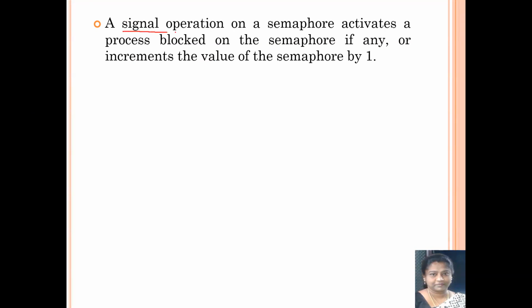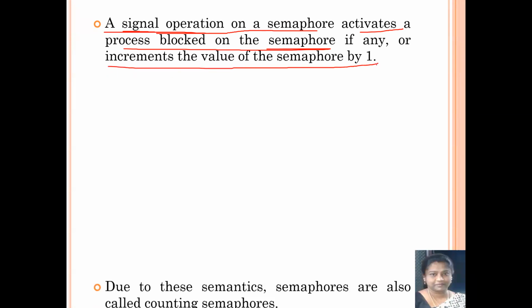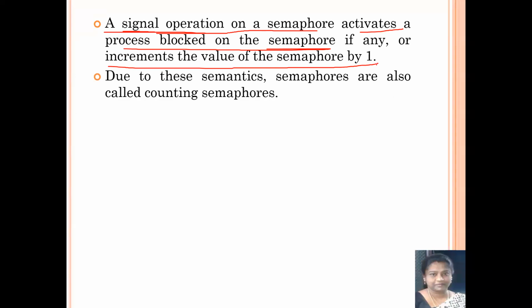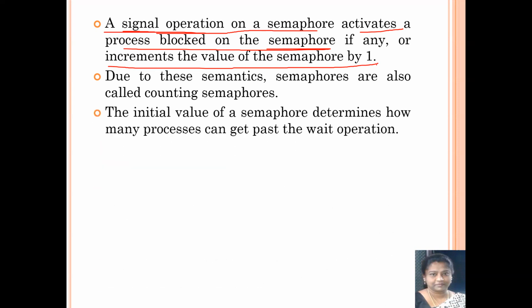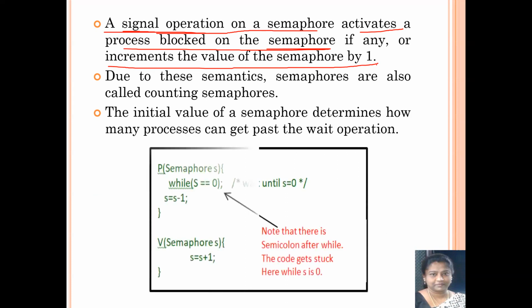As I already mentioned, the signal operation on a semaphore will activate the process which is blocked on the semaphore, and it just increments the value of the semaphore by 1. Due to these wait and signal semantics, semaphores are also called counting semaphores. The initial value of the semaphore will always determine how many processes can get past the wait operation. Now look at the code given here. This P indicates the wait operation. This V indicates the signal operation. P is the wait operation, V is the signal operation.